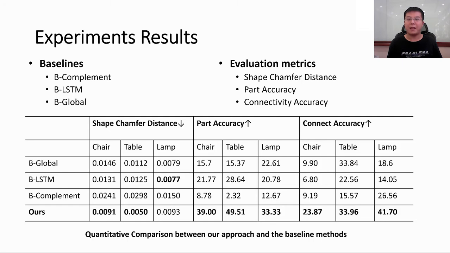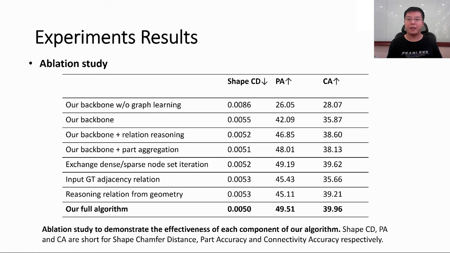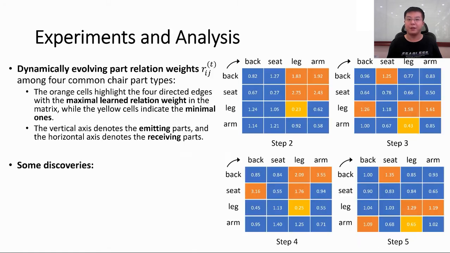We use the PartNet dataset to demonstrate our effectiveness compared with existing methods, both quantitatively and qualitatively. An ablation study illustrates the effectiveness of each module of our method. It's also interesting to make some analysis of the implicitly learned relations.